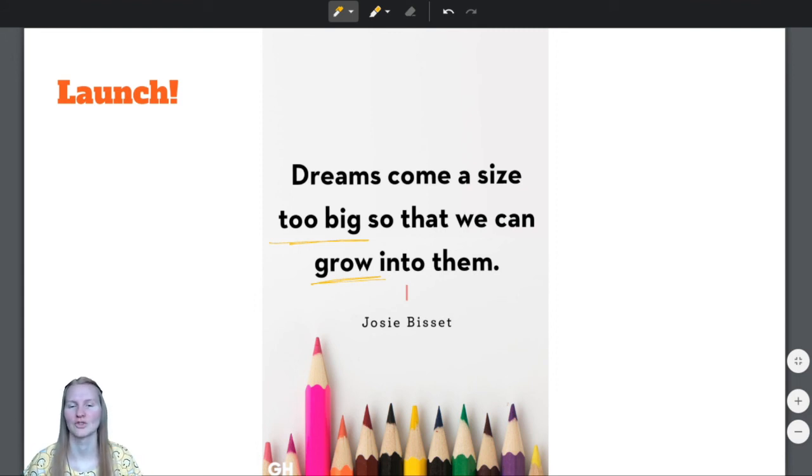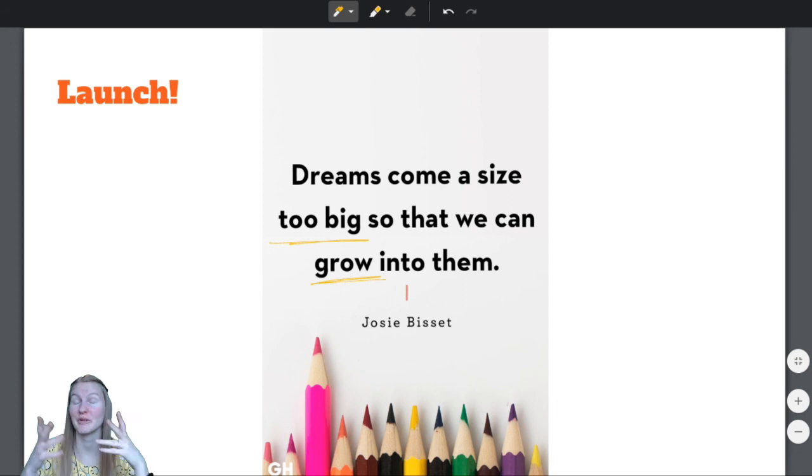Dreams come a size too big. Do you ever feel like your dreams are too big? Like you'll never actually achieve them? Like you really want to, but it just seems so big, so impossible. Well, maybe that's how dreams are supposed to come. Maybe they're supposed to come a size too big so that you can grow into them.